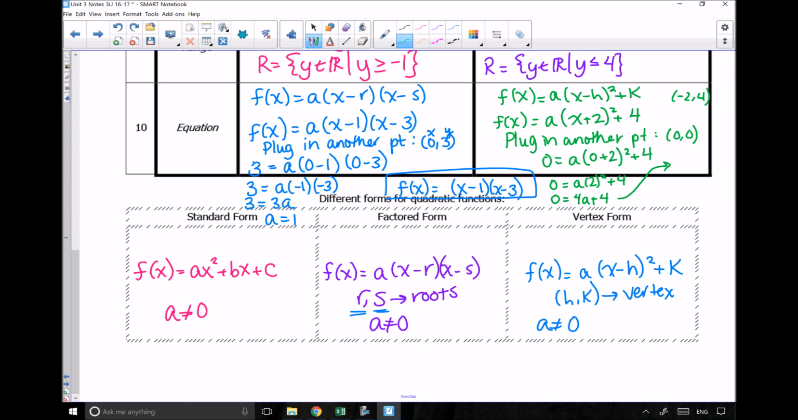I'll keep solving up here. Subtract the 4 from both sides, and then divide by 4, I get negative 1 equals a. Therefore, my equation is going to be negative x plus 2 squared plus 4. Okay, and that's pretty much it.